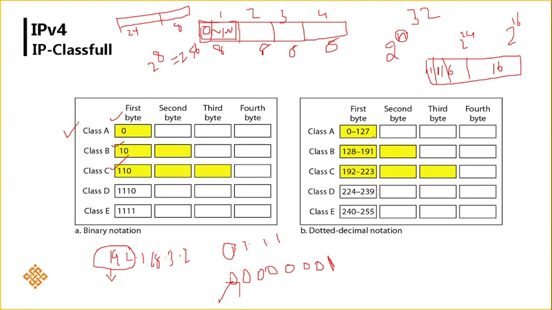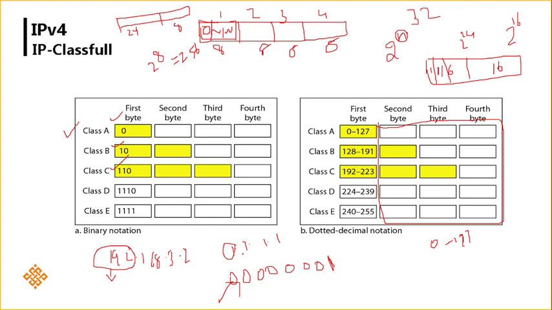In class A, the range will be from 0 to 127. The IP address range means the first block. The first block should always be from 0 to 127 for class A. For class B, it is 128 to 191. For class C, it is 192 to 223. For class D, it is 224 to 239. And for class E, it is 240 to 255. So you need not bother about the remaining blocks. Only the first block is meant for identification.